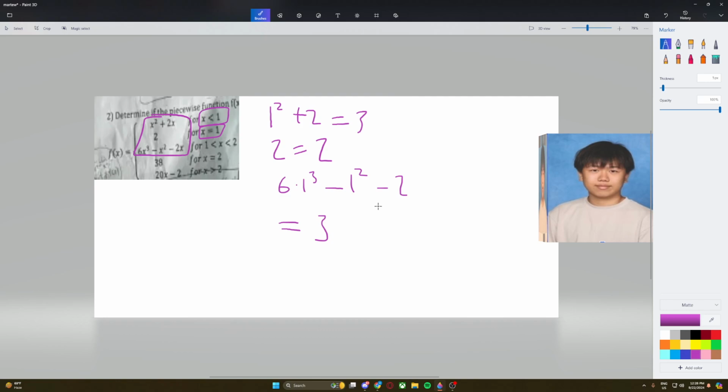Alright, so it's asking for when it's continuous on the graph, when x equals 1. Now, it's only continuous if the values equal each other. And, well, these are equal, but this isn't equal.